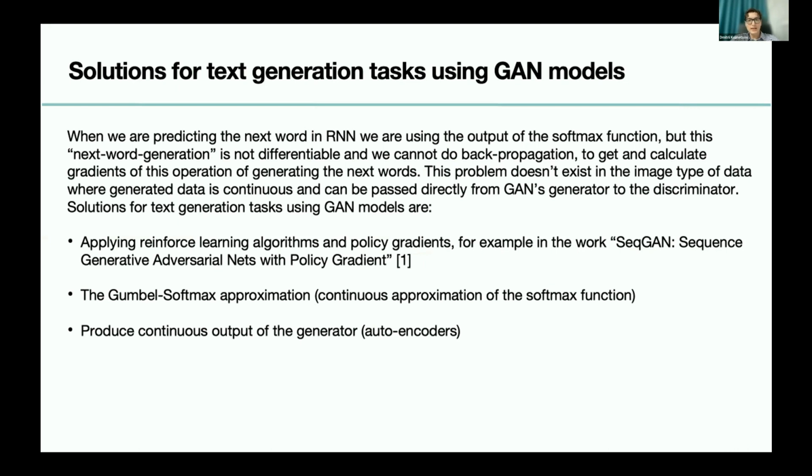And the next approach, which is also very important and effective, is to produce a continuous output of the generator. And this is exactly what we will do in this work. To produce a continuous output of the generator, we'll use autoencoders. And in the next slides, I will show you how we do this.